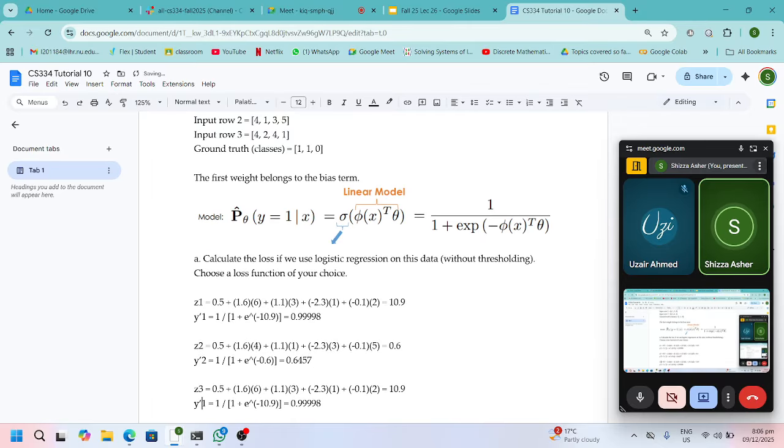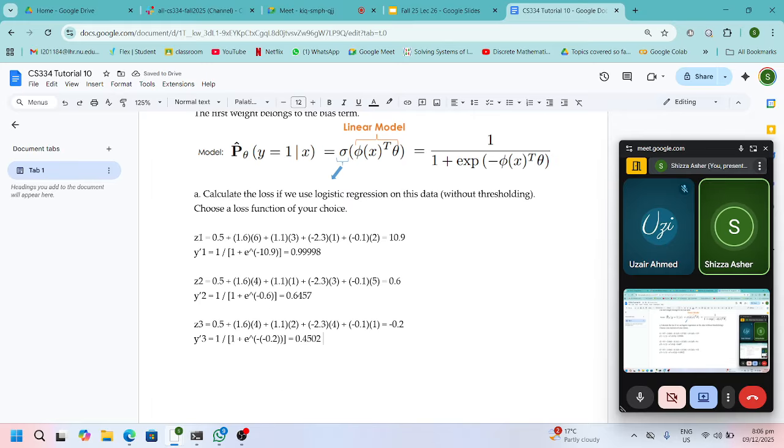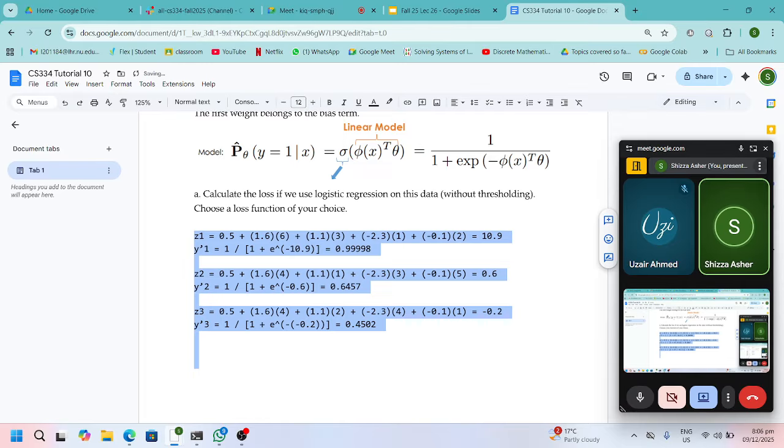Let's compute the third one then, the third and the last one. You're gonna look at input row 3, 4, 2, 4, 1. So 4, 2, 4, and 1. This gives you an answer of minus 0.2. So यहाँ पे आप minus के साथ उसको substitute करेंगे, which means कि ये plus 0.2 हो जाएगा then eventually. This gives me a result of 0.4502.